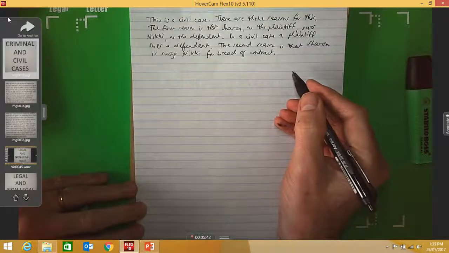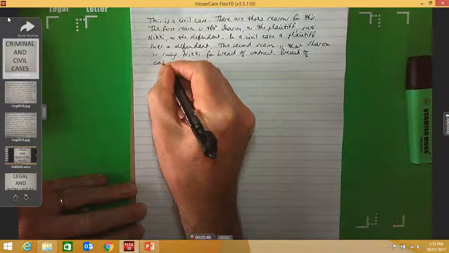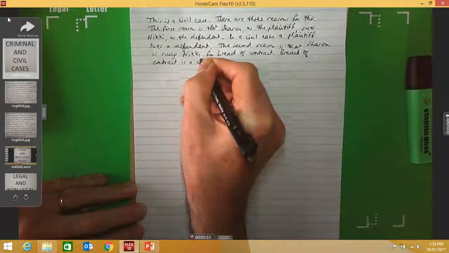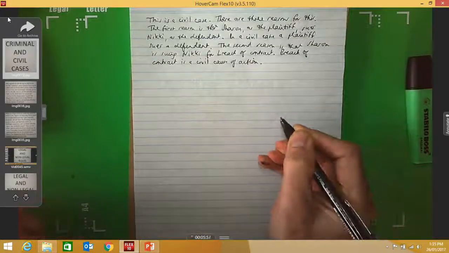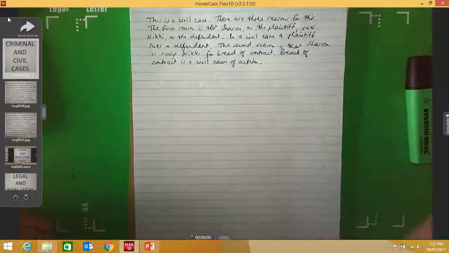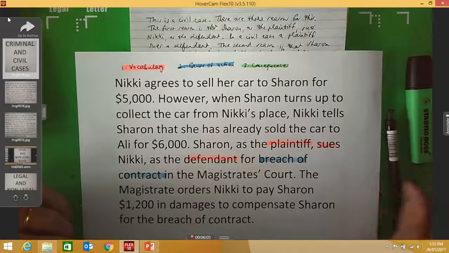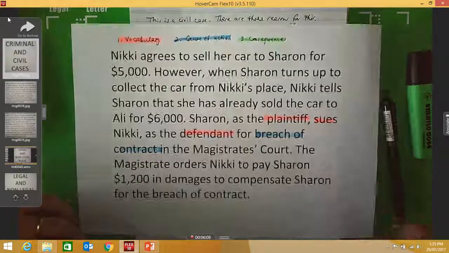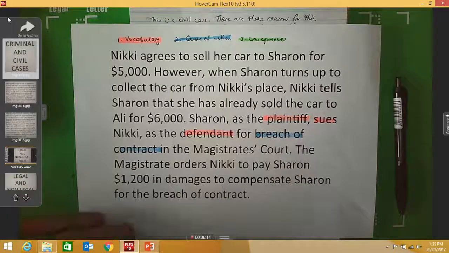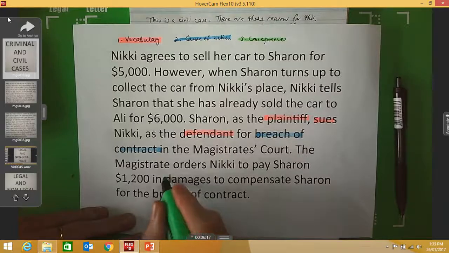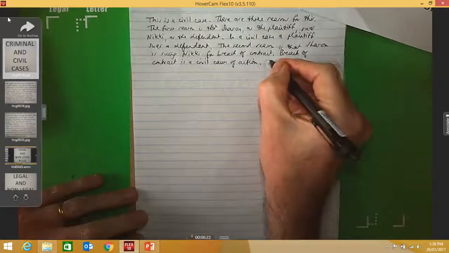And that sentence can be simply as follows. Breach of contract is a civil cause of action. Or you could say that breach of contract is a civil wrong. That leads us to the final reason, and that relates to consequences. That is, what order or orders can the court make if it finds, as in this case, that there has been a breach of the law. And here we can see that the magistrate orders Nikki to pay Sharon $1,200 in damages. So we can write our third reason as follows.